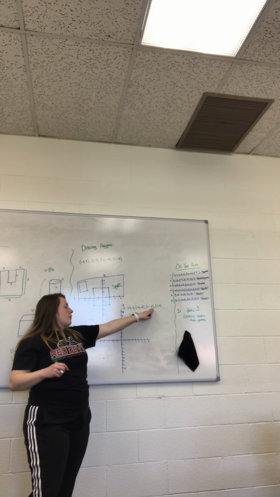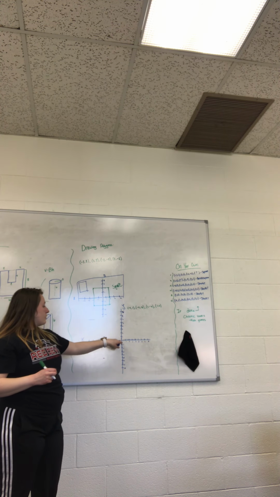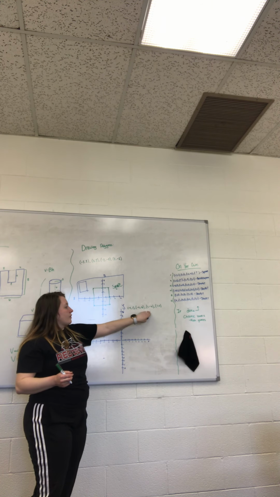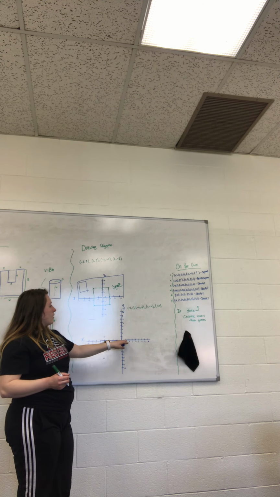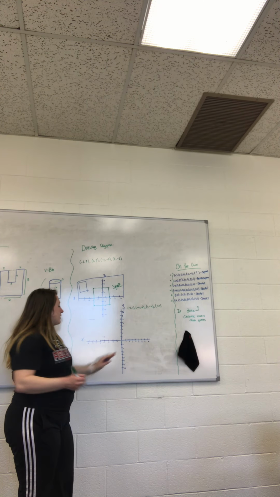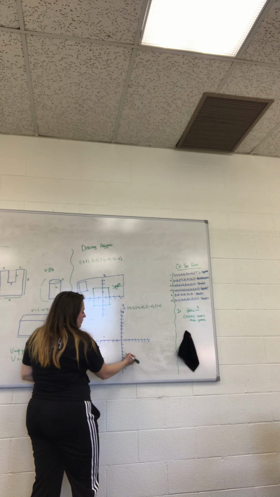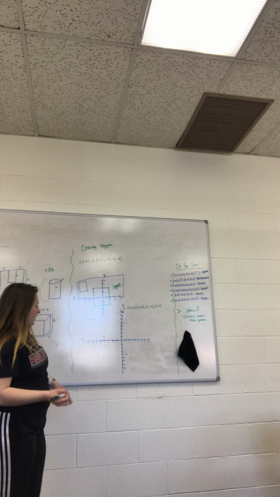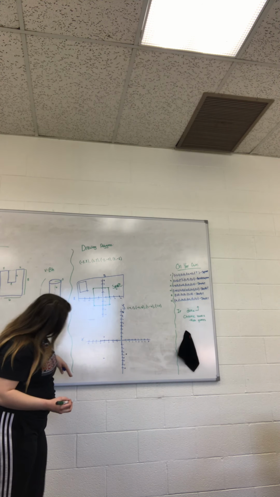Our next point is 1, -4. So we're going to start at 0, move over 1 on our x, because our x always goes first, and then go up -4, right? No, we're going to go down -4. 1, 2, 3, 4. There's our next point.